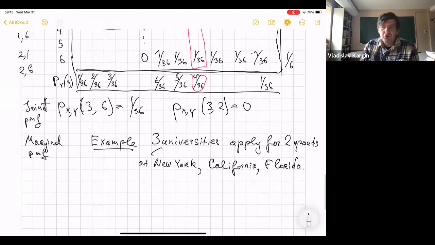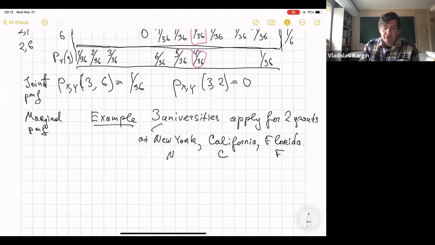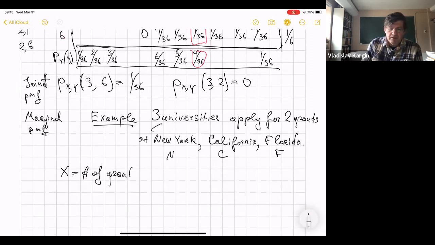For shortness, we will write N for New York, C for California, and F for Florida. Now the random variable will be X. This will be the number of grants awarded to New York.